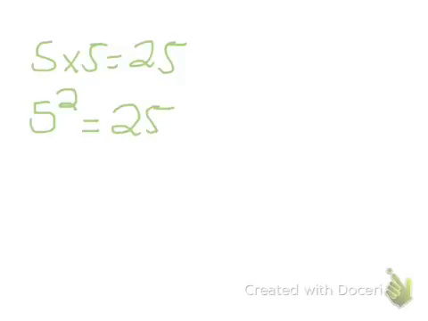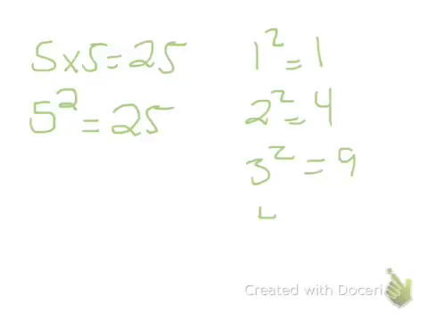Then from there, we went along and found the first 25 perfect squares. Let's review a couple. We learned that 1 squared equals 1, 2 squared equals 4, 3 squared, or 3 times 3, is 9, 4 squared is 16, and then 5 squared, again, is 25. Then from there, we discussed the inverse of squaring a number as being the square root.